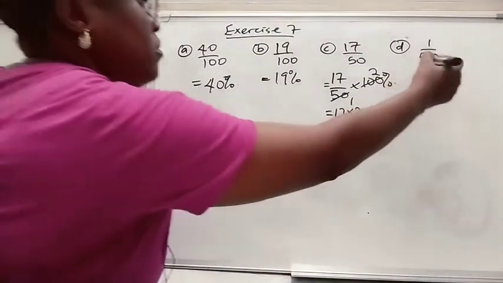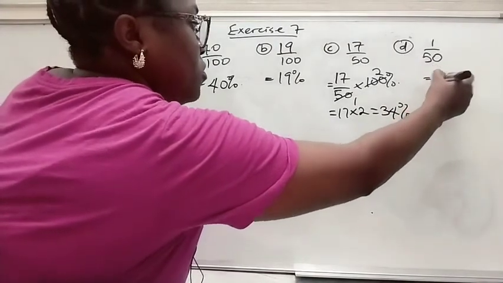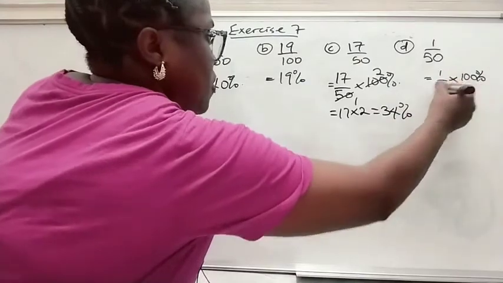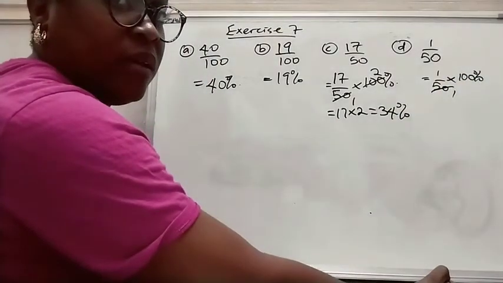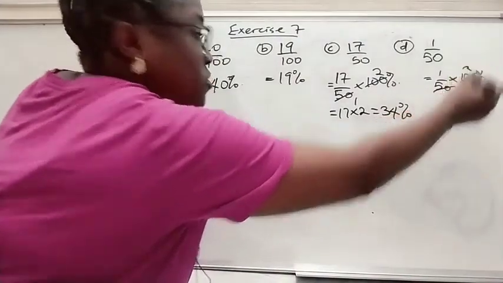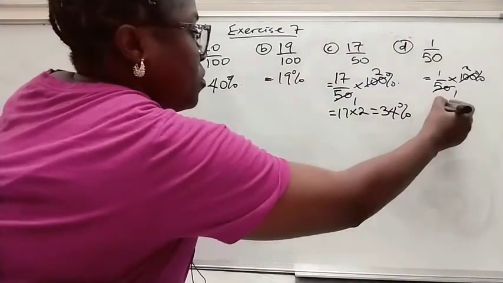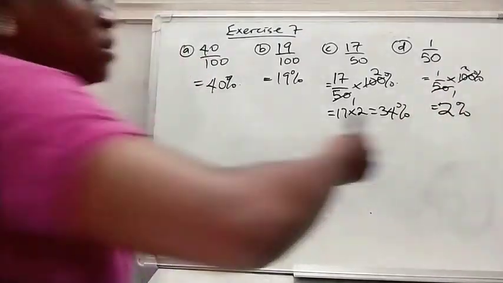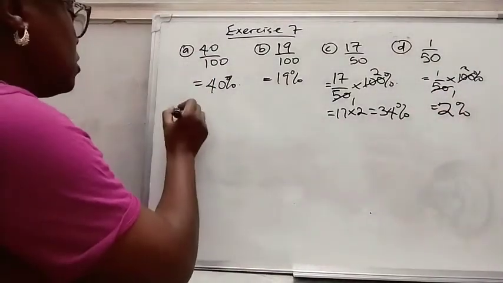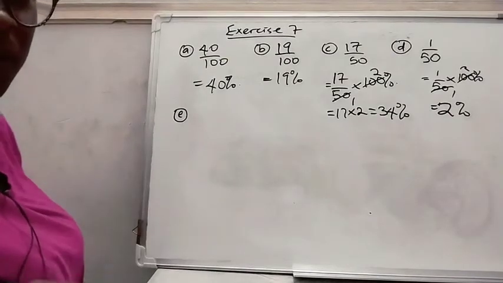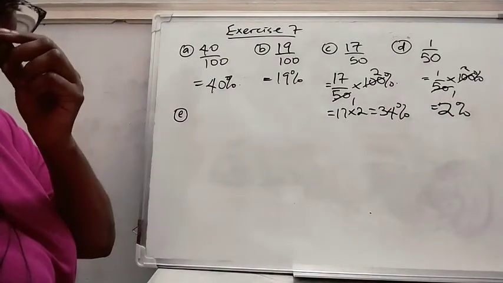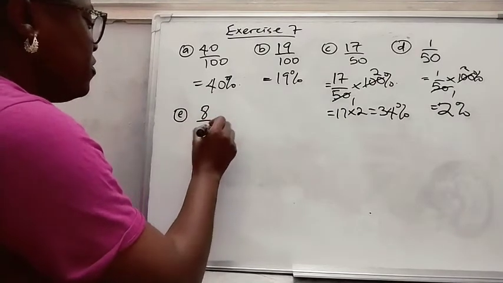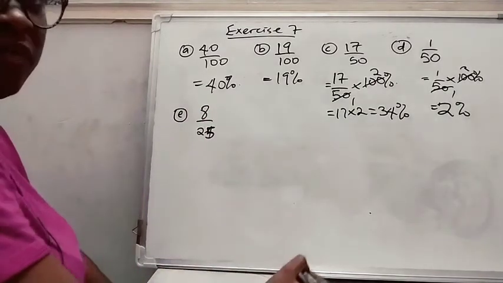Okay? Same here, we'll have 1 over 50 times 100%. 50 goes into 50 1 place. 50 goes into 100 2 places. So our answer will be 2%. 1 times 2 gives us what? 2%. So let's take on our E problem. Our E problem will have 8 over 25, sorry. 8 over 25.